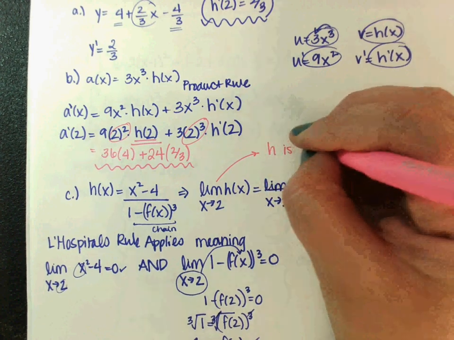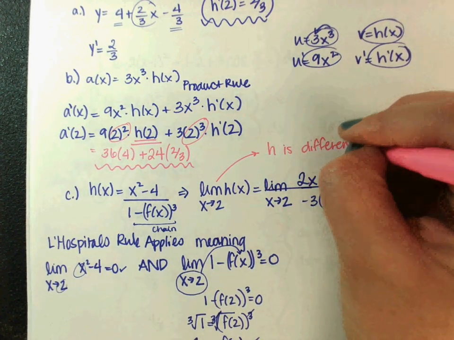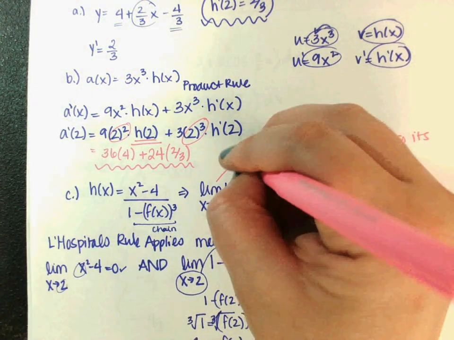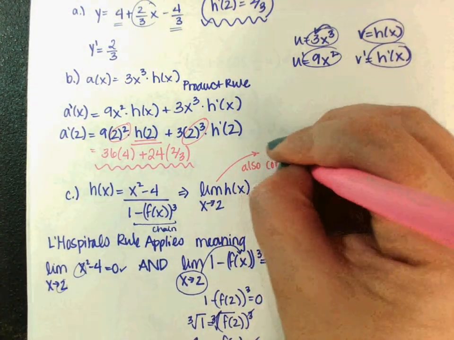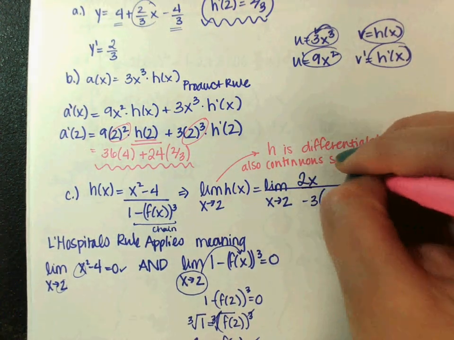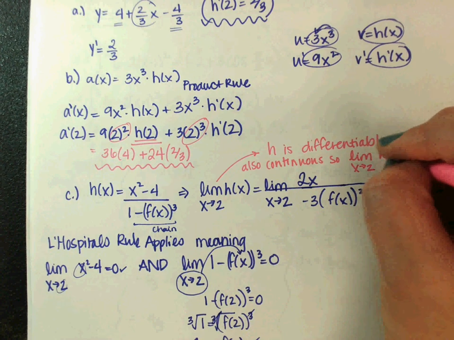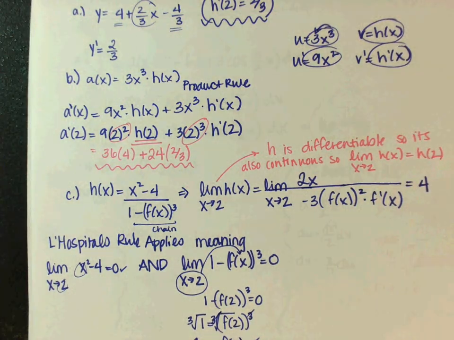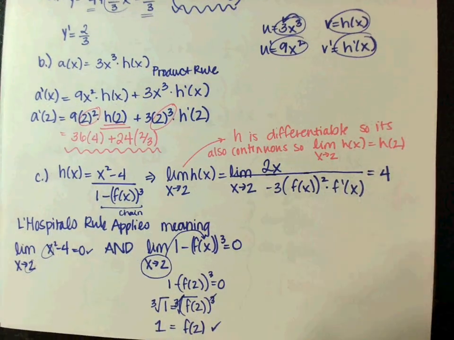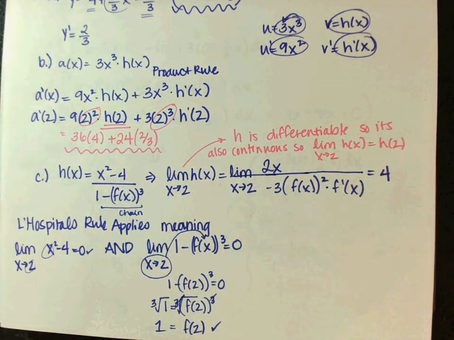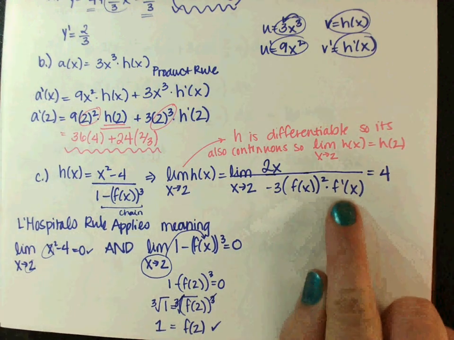H is differentiable, so it's also continuous. So the limit as x approaches 2 of h of x needs to equal h of 2. Just think about that for a second. If I know my function is continuous, then I know my limit that I'm working on here has to also be equal to my y value, and that's the last step that I'm going to need to find my f prime, which is right here.